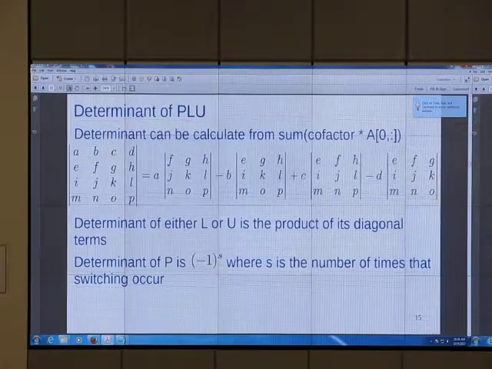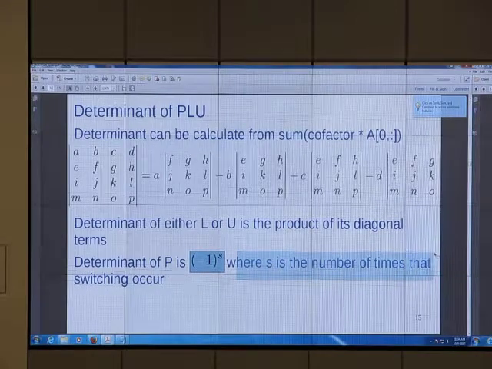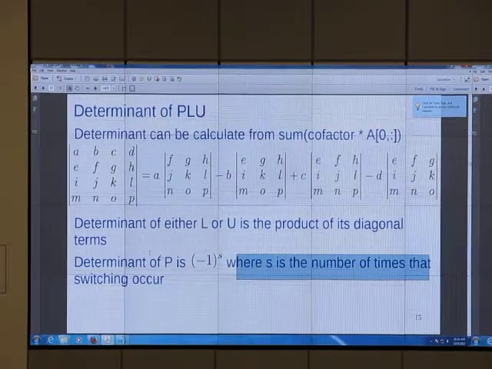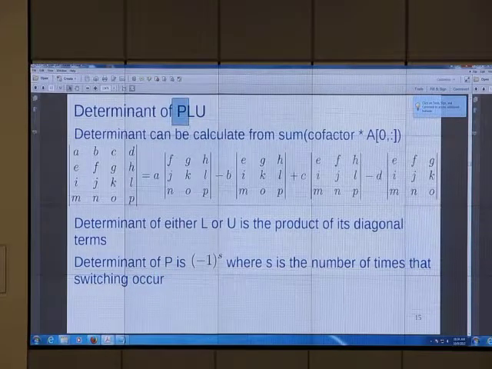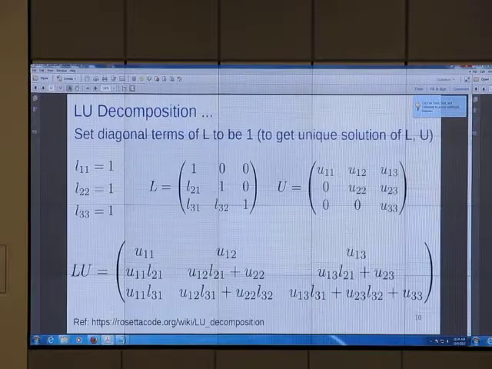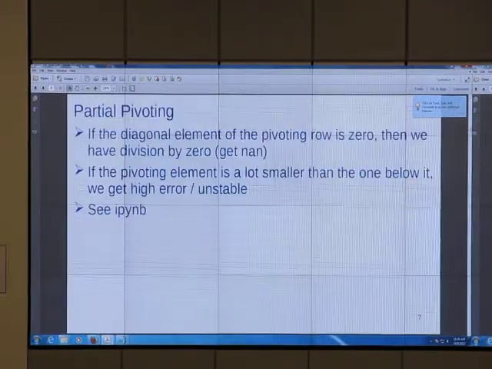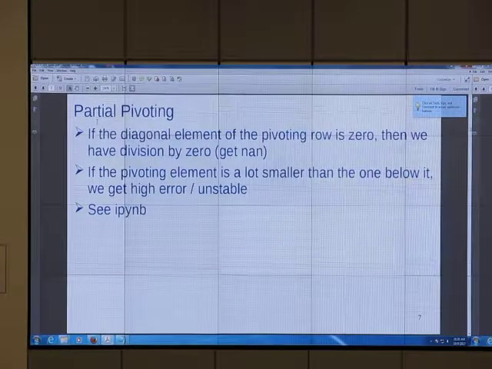The determinant of P is minus 1 to the power of S, where S is the number of times that switching occurs. P is a permutation matrix. Sometimes we need P. When do we need P? When do we have to switch rows? When do we do pivoting? We do partial pivoting.